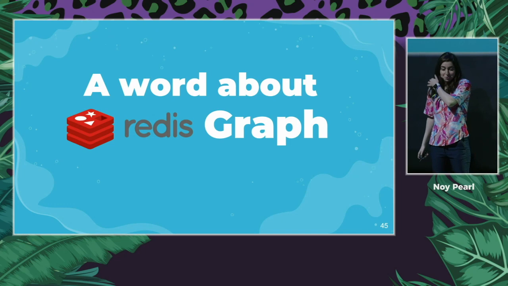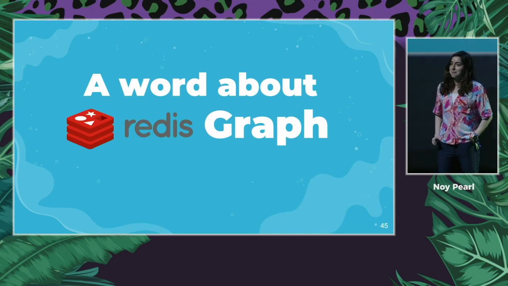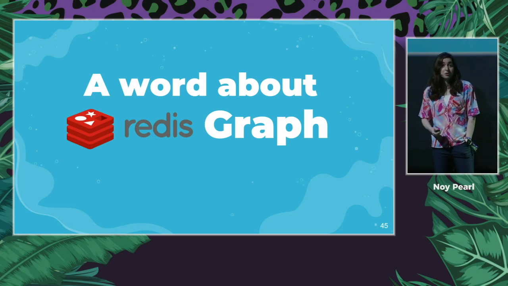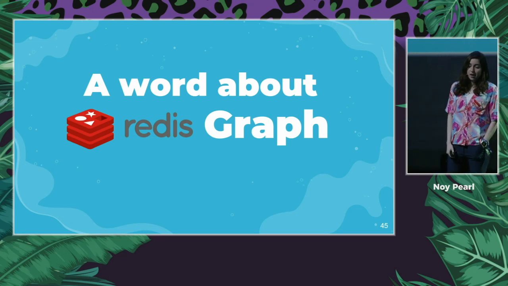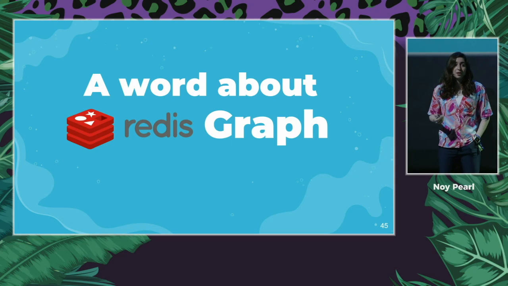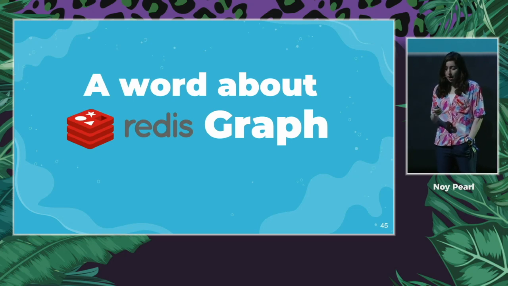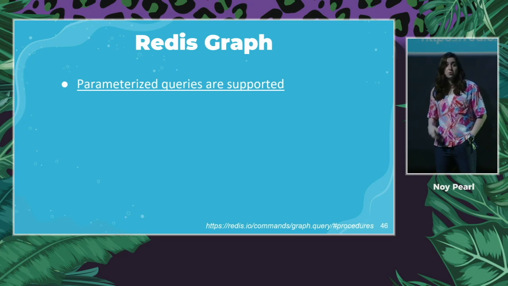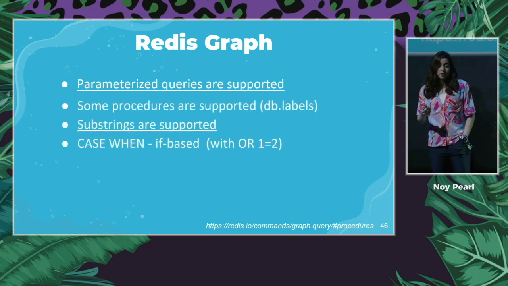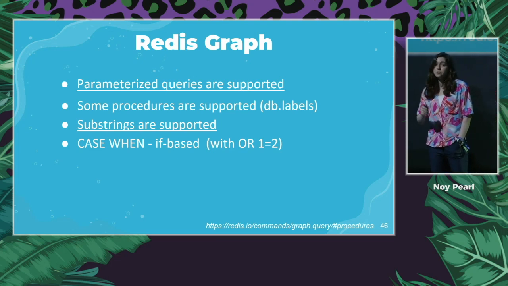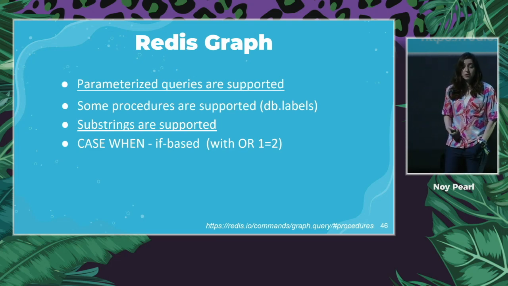OK, so I really want to say something about RedisGraph. RedisGraph is an extension to Redis that enables you to write Cypher queries. I really tried to dig into the documentation to understand what you can actually do with it, and whether it has any equivalent of LOAD CSV. I found out that there are parameterized queries. There is support for parameterized queries, so that's great. And I found that there is support for some procedures, like db.labels. It can help you if you also want to achieve an injection in RedisGraph.